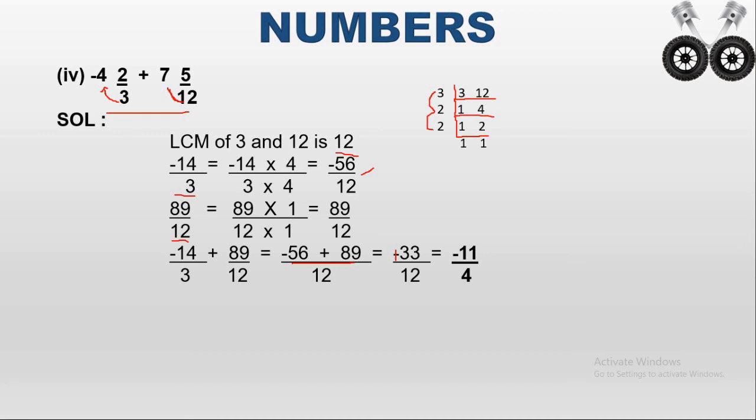So the answer is plus 33, and here 33 and 12 have a common factor. The common factor here is 3. So 11 3s are 33 and 4 3s are 12. So the answer here is plus 11 by 4. So minus 4 2 by 3 plus 7 5 by 12 is equal to 11 by 4.